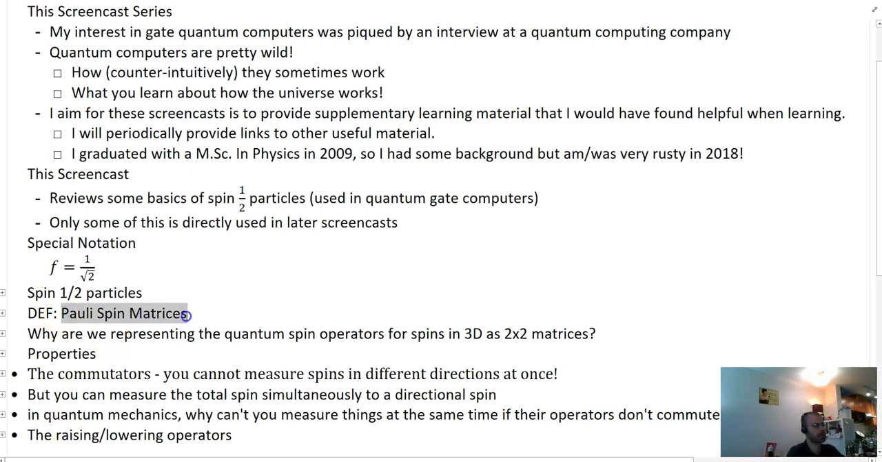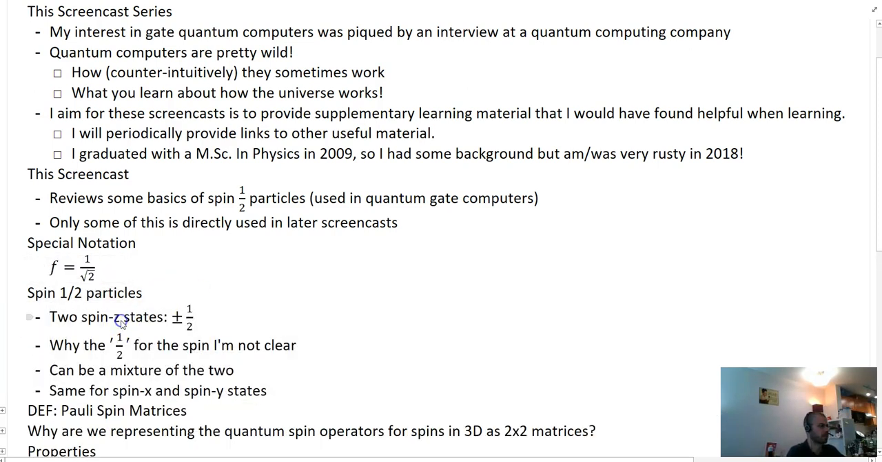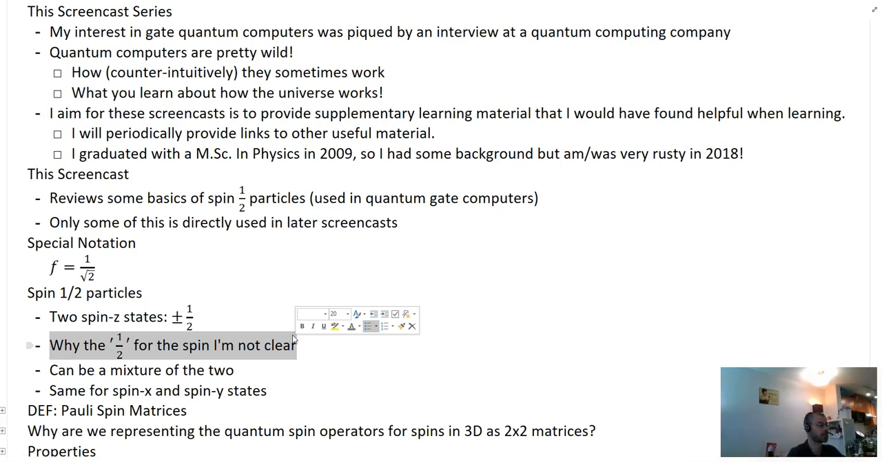Mainly this screencast will be about Pauli spin matrices, which are kind of the cleaned-up spin operator. So let's jump into spin 1/2 particles. They have two states. They can be spin up or spin down. Now notice I'm talking about two spin Z states. They also have spin X states, and they also have spin Y states, right? But if we're measuring spin Z, they've got two possible states that you can measure. Now why they call them spin 1/2, I'm not totally clear. Why isn't it spin plus or minus 1? I'm sure there's a good reason for this, but I don't know.